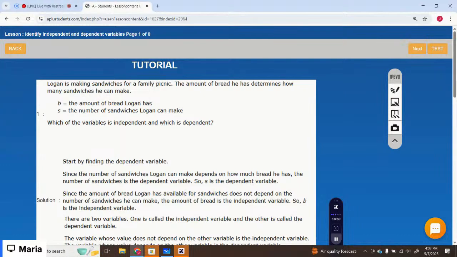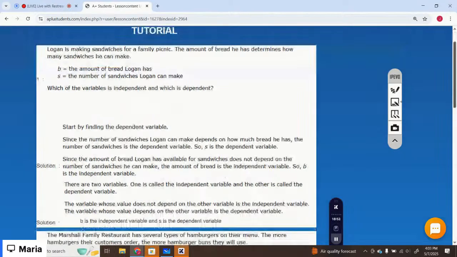Logan is making sandwiches for a family picnic. The amount of bread he has determines how many sandwiches he can make. B equals the amount of bread Logan has. S equals the number of sandwiches Logan can make. Which of the variables is independent and which is dependent?